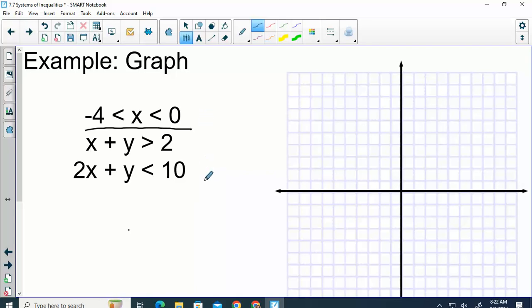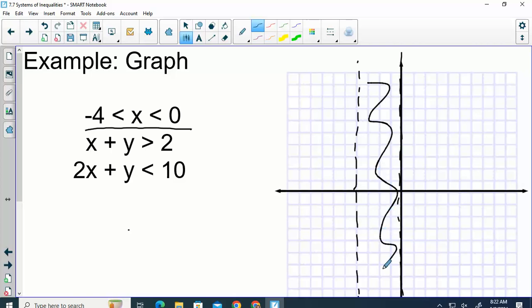Okay, so if I said x equals -4, what would that be? A vertical line at -4. There's no equal to, so it's dashed. And 0, so that would be a dashed line at 0. And we're shading in between the two.